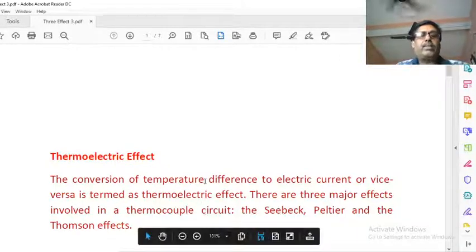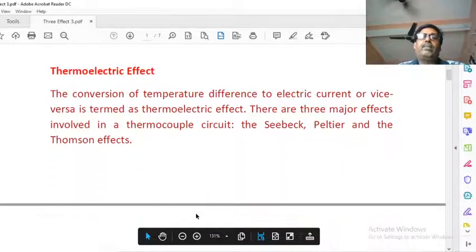The conversion of temperature difference to electric current or vice versa is termed as thermoelectric effect. There are three major effects involved in a thermocouple circuit: the Seebeck, Peltier, and the Thomson. But we will focus in this video only on the Seebeck effect.